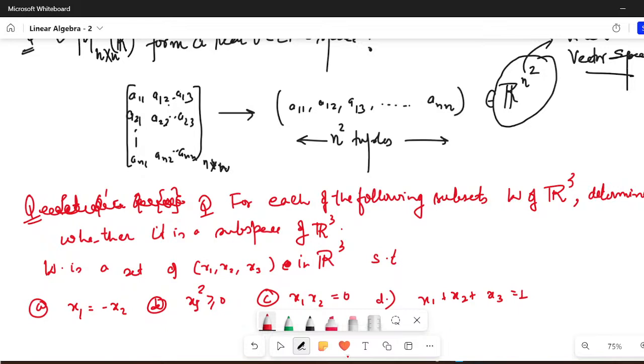All these are subsets of R cube, that is one thing. And we want to know for which of the following cases the subset will form a subspace of R cube. We already know that R cube forms a vector space over R. We want to confirm which of the following cases qualify the definition of a subspace. Just try doing this question.